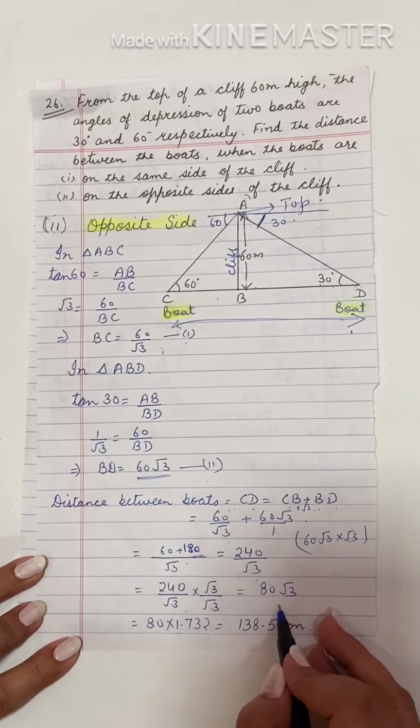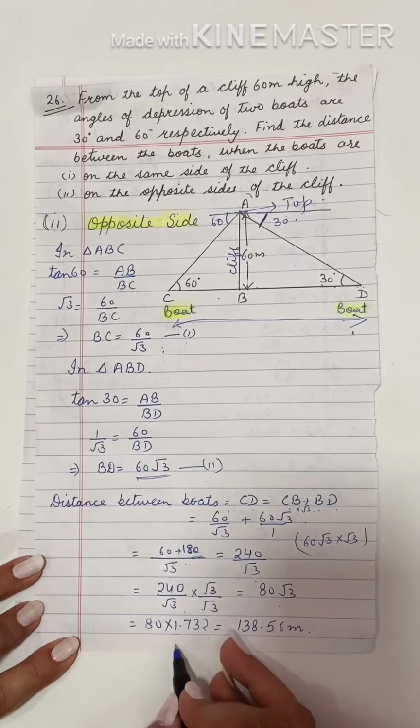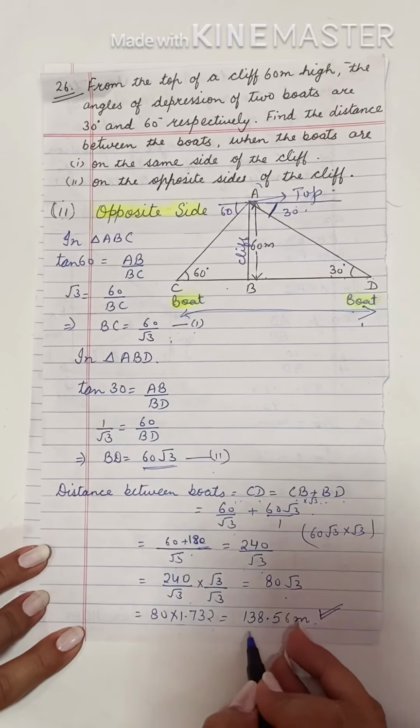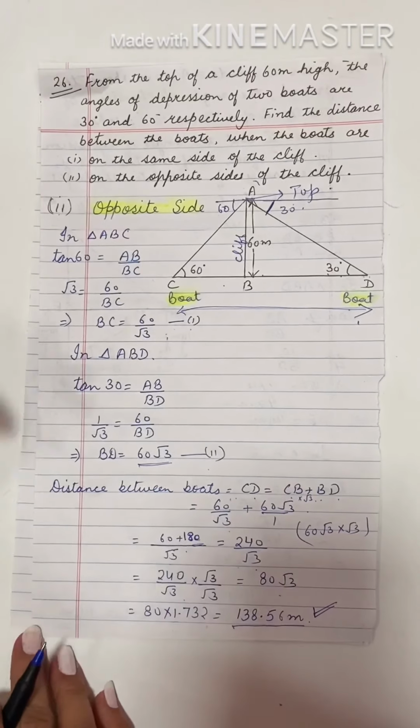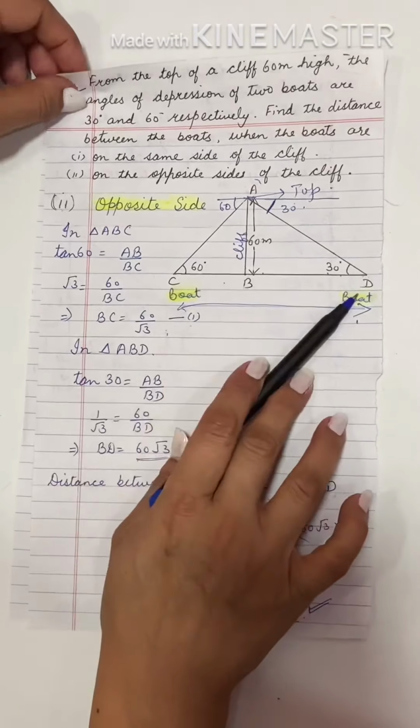On rationalizing we are getting it equal to 80 root 3. Put value of under root 3. So it comes out to be 138.56 meter. This is the distance between the two boats when they are on the opposite side of the cliff.